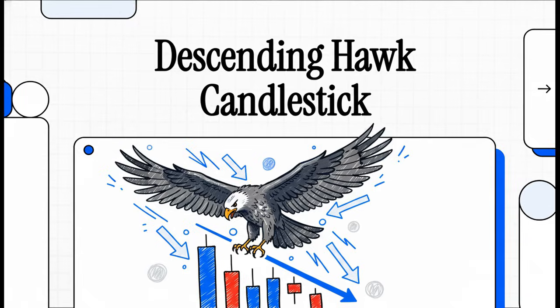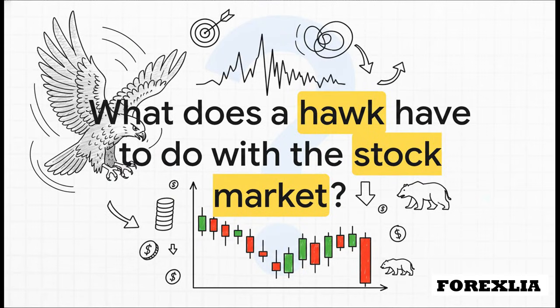Today we are talking about a financial pattern with a pretty dramatic name, right? The Descending Hawk. It sounds insane, but what is it actually telling traders on the chart? Let's break it all down.